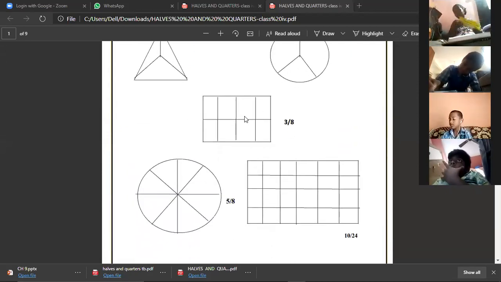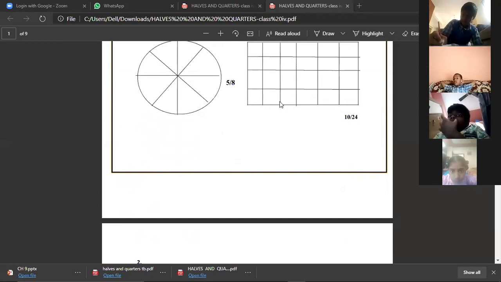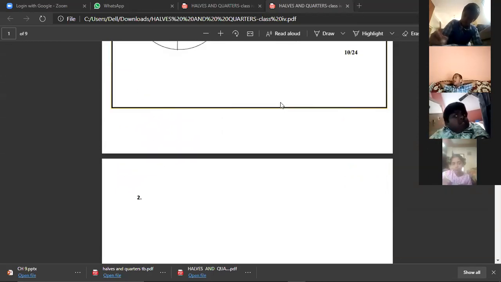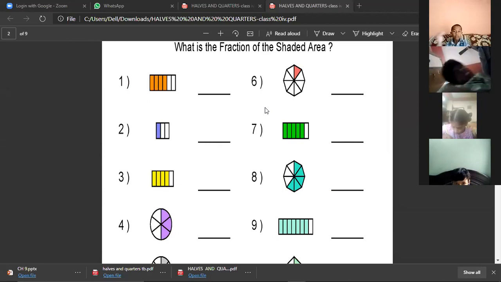3 by 8, out of 8, 3 parts you have to color. 5 by 8, out of 8 parts, you have to color 5. Out of 24, you have to color 10 parts. Here already some parts are colored.